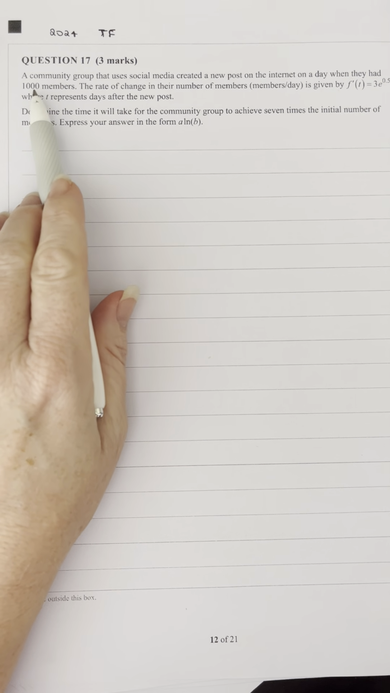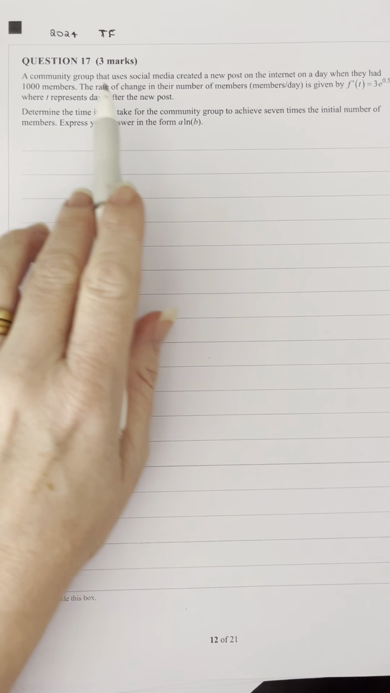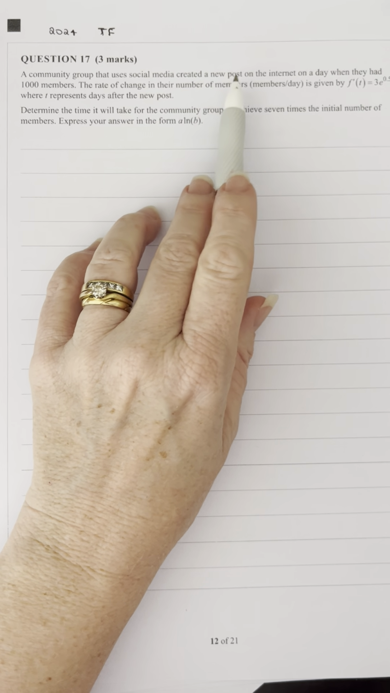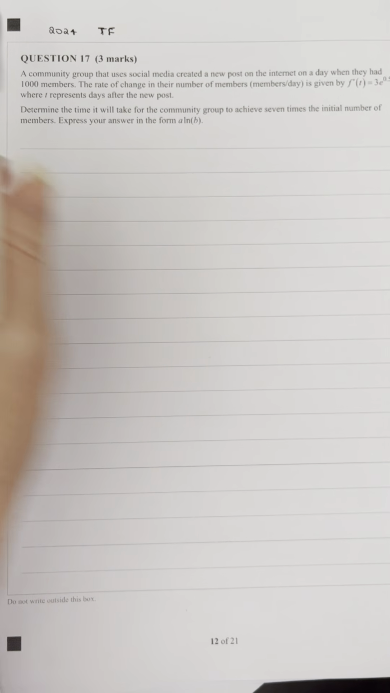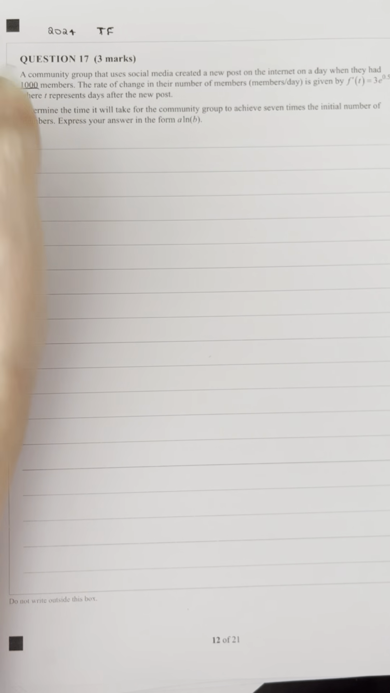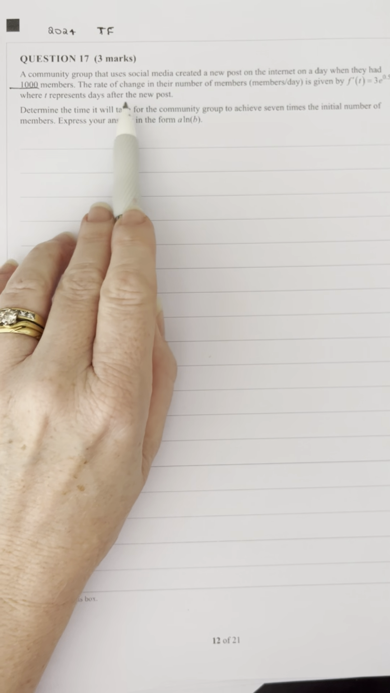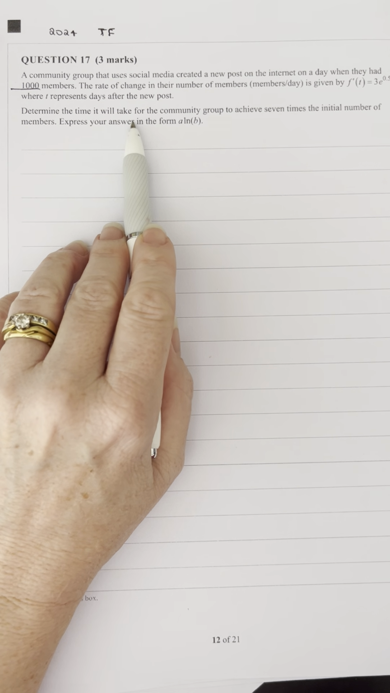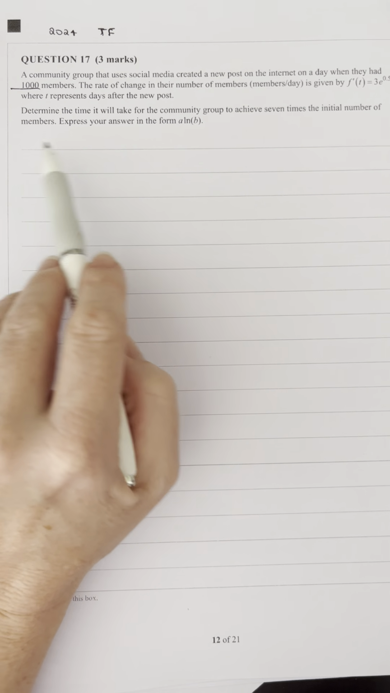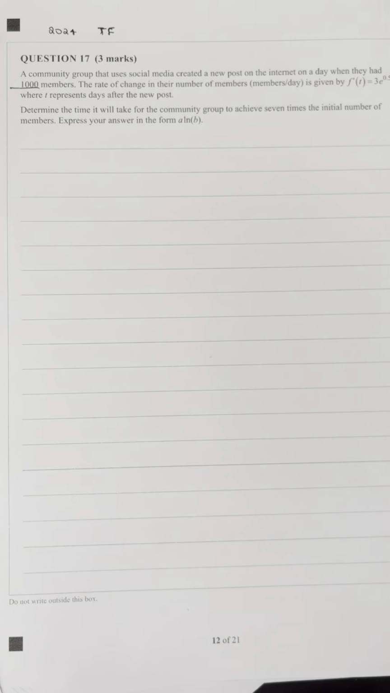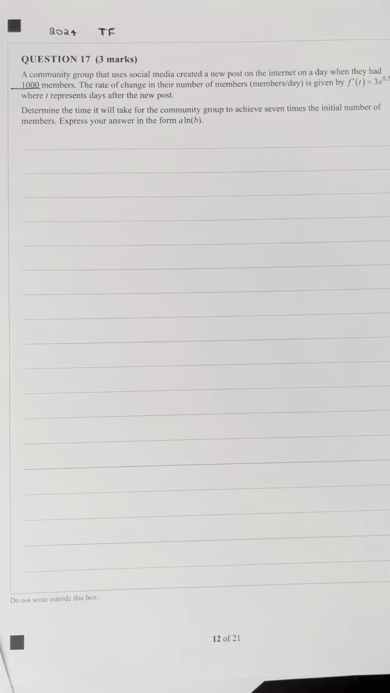Having a look at question 17. So we've got a community group that uses social media, created a new post on the internet on a day when they had 1,000 members. The rate of change of the number of members is given by this, where t represents the days after the new post. Determine the time it will take for the community group to achieve 7 times the initial number of members. Express your answer in the form A ln B.